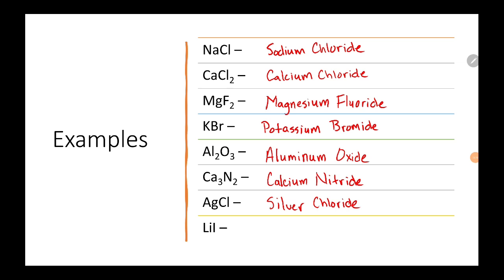Finally, we see the formula LiI. The little l, capital I, is the symbol for lithium. The capital I is the symbol for iodine. We will change the ending to iodide for the correct name.